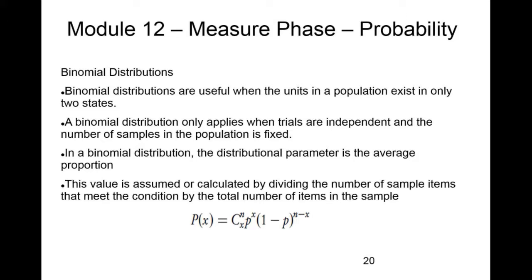Binomial distributions are useful when the populations exist in only two states, basically it works or it doesn't work, pass, fail, is there a defect or not, yes, no, these sorts of situations. They only apply when the trials are independent and the number of samples of the population is fixed. The distributional parameter is the average proportion. The value is assumed or calculated by dividing the number of sample items that meet the condition by the total number of items in the sample. So it's simpler. In many ways, it's very much related to doing probability in that sense.